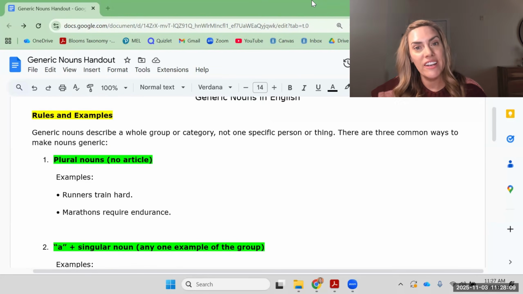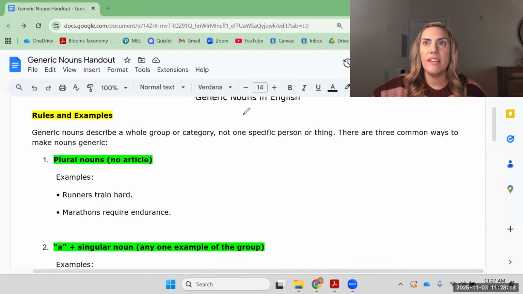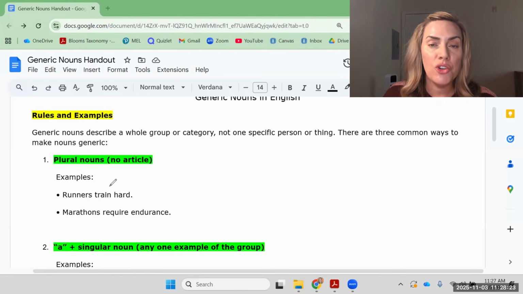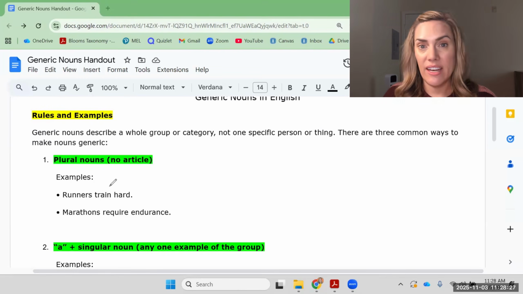If it's countable, right? And this is the most common way to speak generically about any type of noun. So for example, and by the way, when I say plural, I mean you make it more than one. And usually in English, that means you add an S. Sometimes you need to add an ES depending on the spelling of the word.